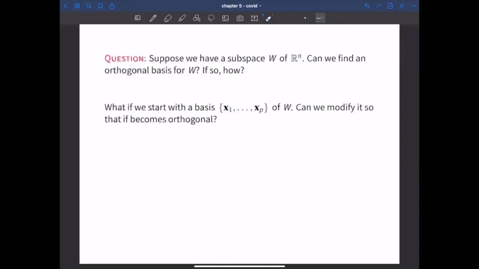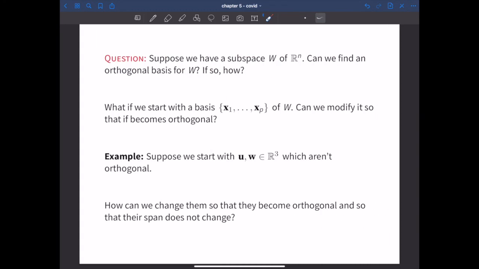So let's make things a bit more concrete. Suppose you have a basis x1, x2, all the way up to xp, and it's a basis for some subspace W. Well, if x1 through xp are not orthogonal already, is it possible to modify them so they become orthogonal in such a way that you don't change the fact that they span W?